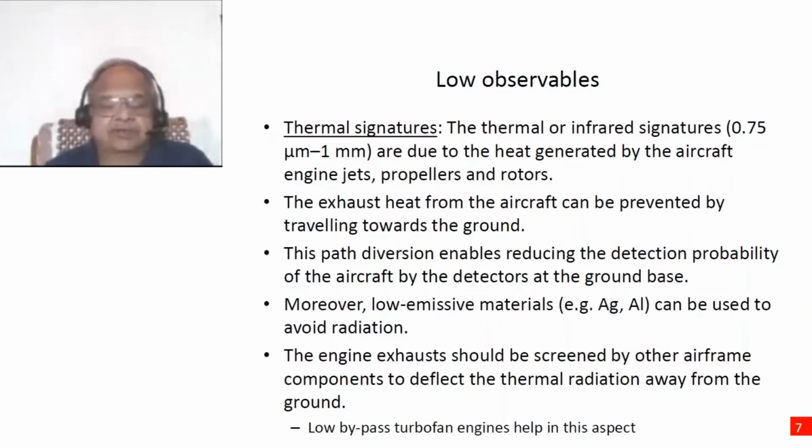So the advantage of a low bypass turbofan engine is that the air which is coming from the bypass part is relatively cooler compared to the main engine exhaust, and this kind of envelops the hot exhaust jet coming from the main engine. So this can, in one way, reduce the infrared signature.